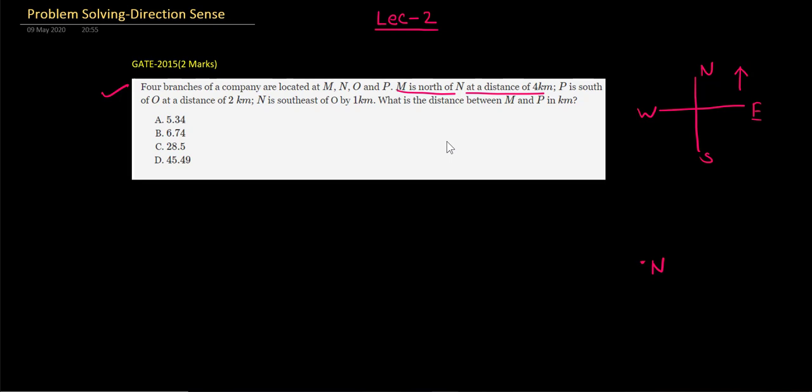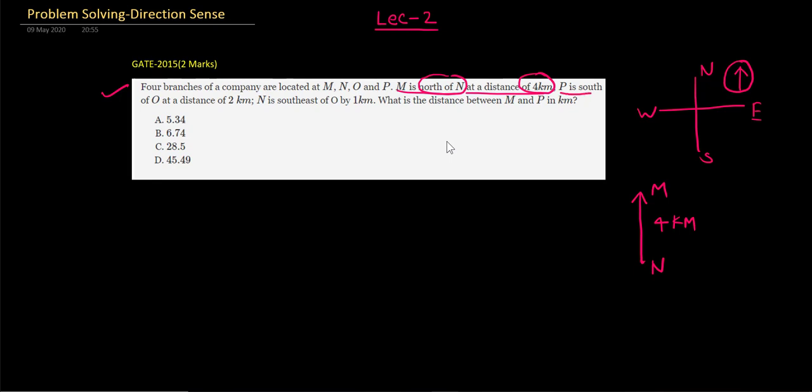So when you are given M as north of N, that means from N you go in the direction of north, and the direction of north is the upward direction. And at how much distance is it? It is at 4 km. So the point M is at 4 km in the direction of north from the point N. Okay, that is fine. Now let's go further.